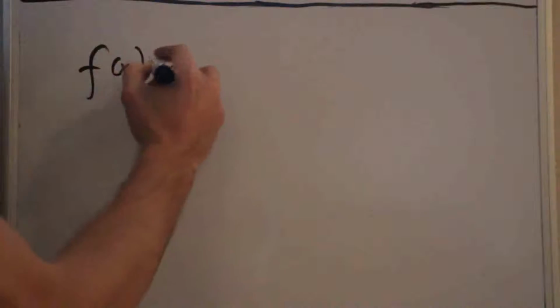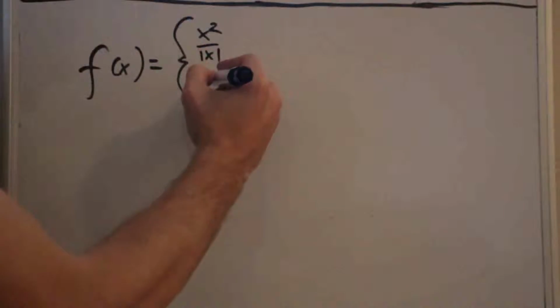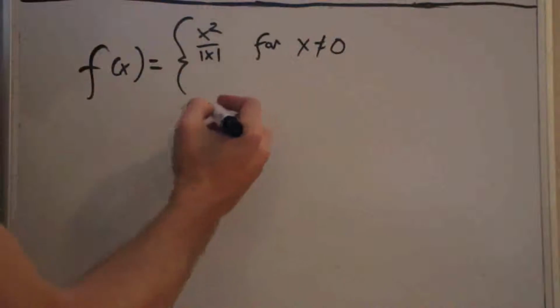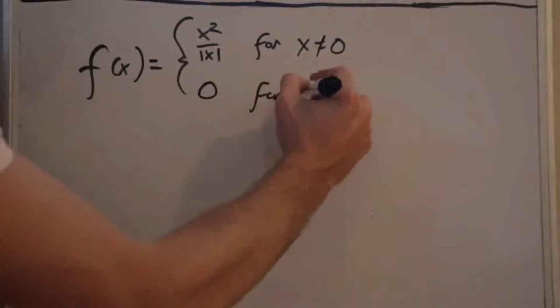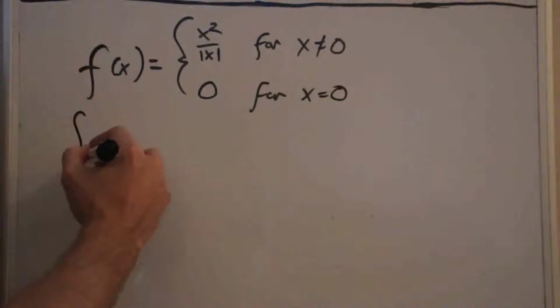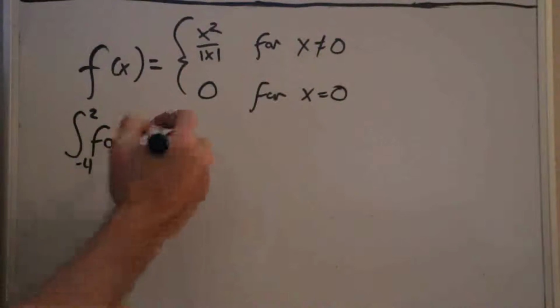Okay, video number 2. It's problem 2 on page 74. We start with our function that's given at the top, f of x equals x squared over the absolute value of x for x doesn't equal 0, and it equals 0 for x equals 0. Now the problem states, let f be the continuous function defined above. What is the value of the integral from -4 to 2 of f of x dx?